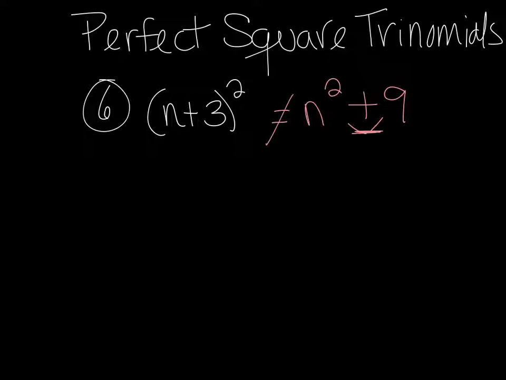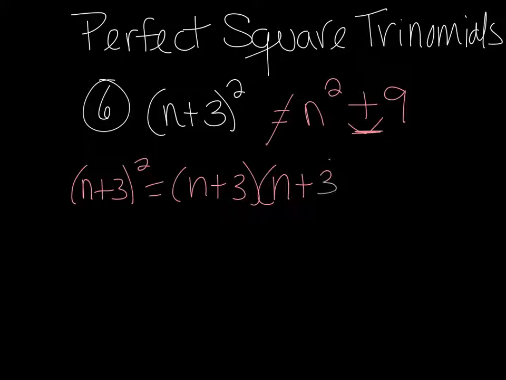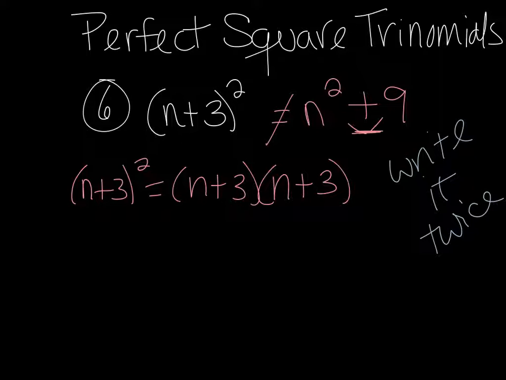So what we really need to do when you see something in parentheses squared, what that tells you is that you really are multiplying that entire thing, n plus 3, by itself. So what you want to make sure you do is write it twice. And then once you have written it out twice, you can see that it looks like a FOIL problem. So that's what we have to do afterwards.